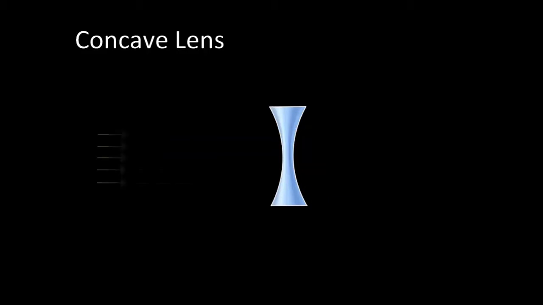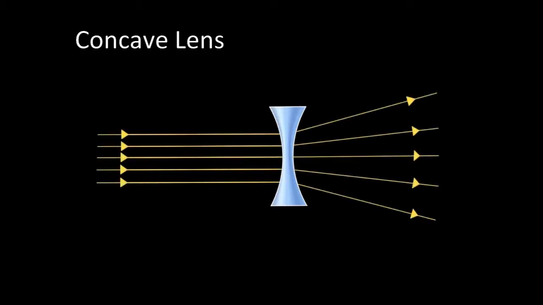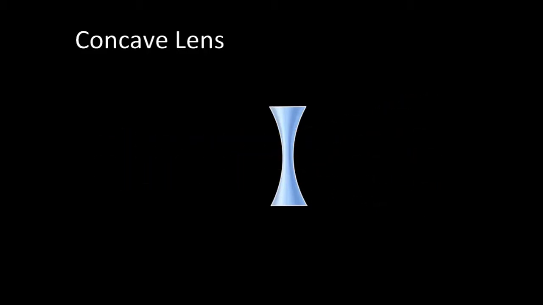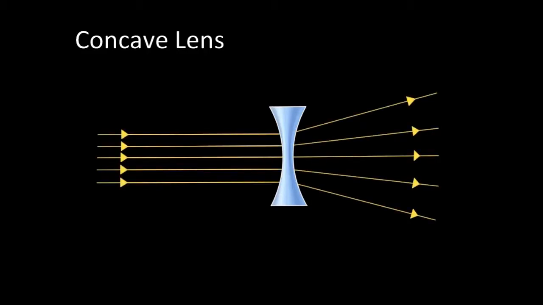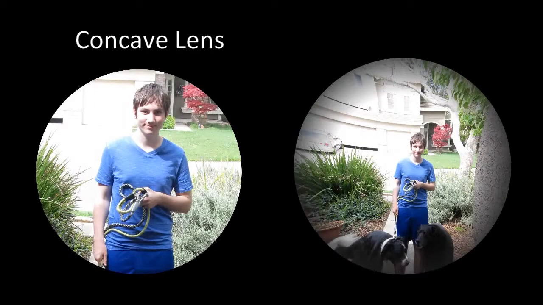This means that an object viewed through a concave lens appears smaller and farther away, while at the same time, the viewer can see a wider field of view, as if they were farther away. We use them in peepholes, so that when the viewer is looking through the small hole, they can see the entire person standing on the other side of the door.